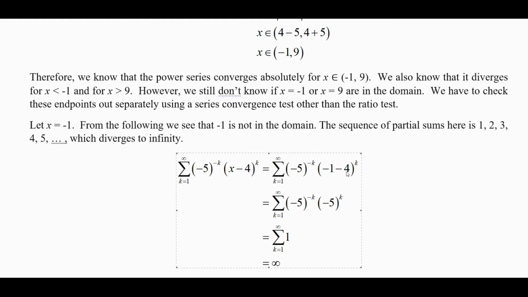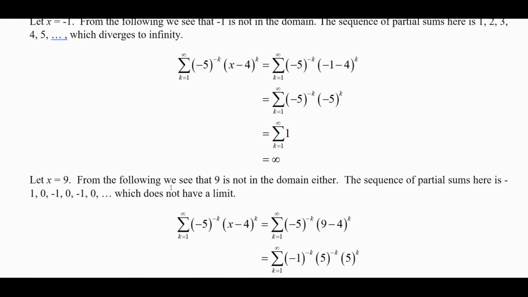So here's our series, and if you plug in x equals -1, we get -1 minus 4, which is -5. If you multiply these together, you always get 1, and we're adding up 1 plus 1 plus 1 plus 1 plus 1, which clearly diverges to infinity. So -1 is not included, so we have an open parenthesis on the left side here. Well, what about 9? Okay, let's try that.